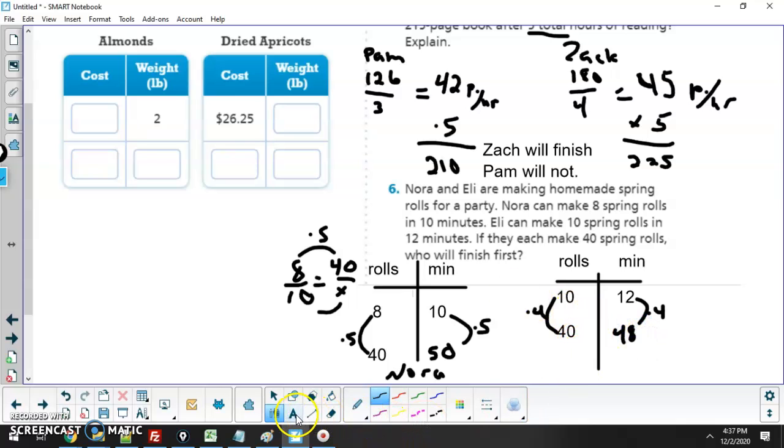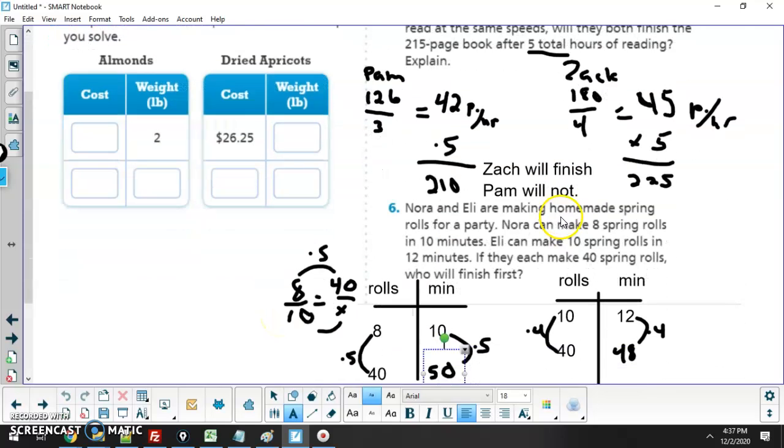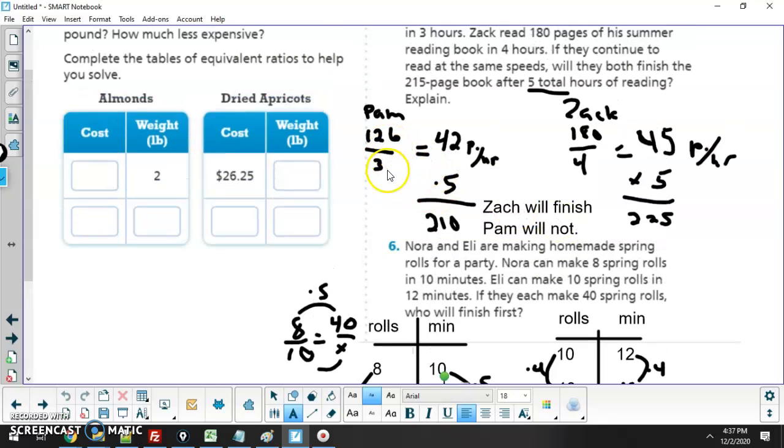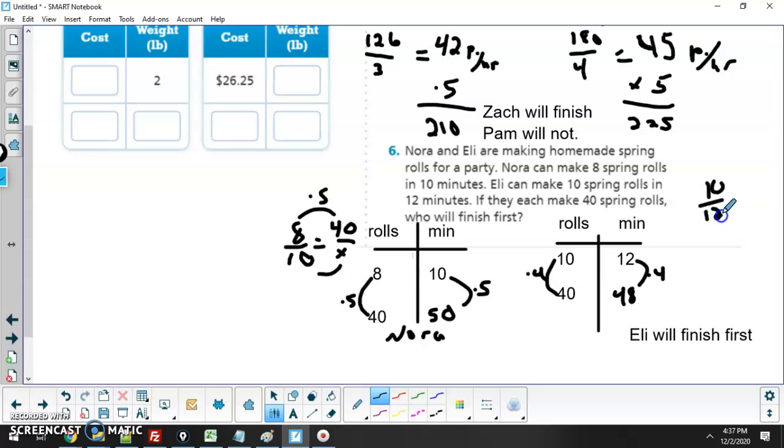So Eli is going at the faster rate. Eli will finish first. It's going to take him 48 minutes, and Nora it will take 50 minutes. So there you go. A lot of times it's helpful to find the unit rate first. If it ends up being a decimal, you could just scale the rates how they are. Make the rate and figure out what would be the new denominator, or the new numerator, depending on what's missing. Like this one, we did 10 over 12, and we scaled it to be 40 over something, and then we just multiply by 4 to figure that one out.